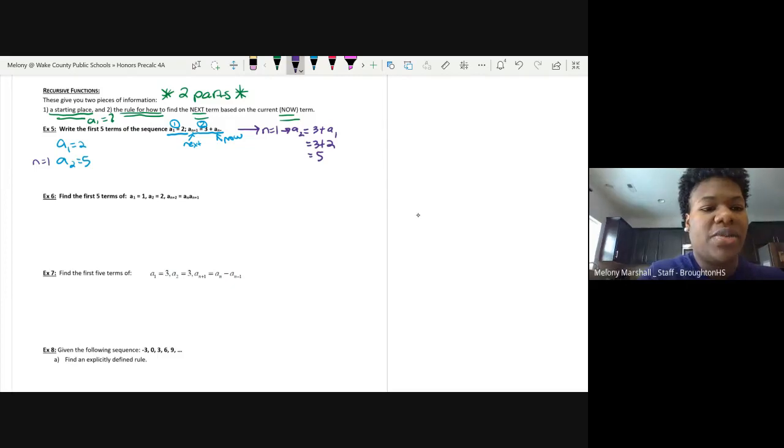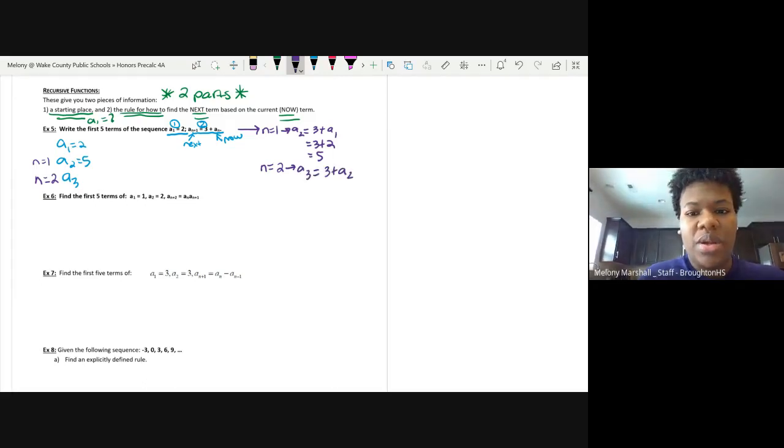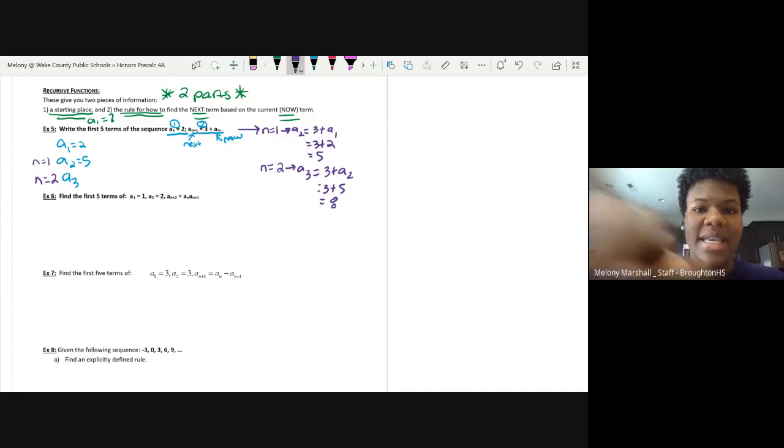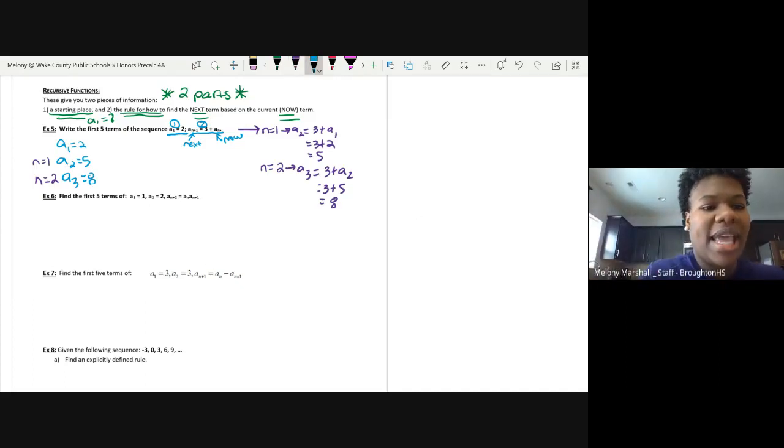Then I do the next one. I want a sub 3. What does n have to be to get a sub 3? It has to be 2. So n equals 2, and a sub 3 equals 3 plus a sub 2. 3 plus a sub 2, which is 5, is 8. And so a sub 3 is 8.